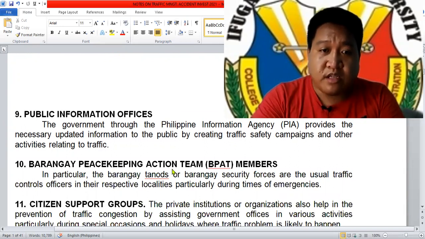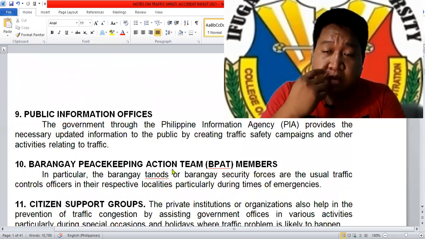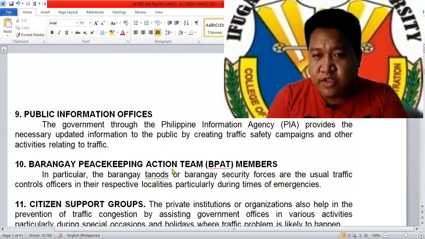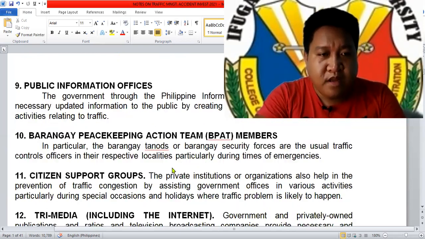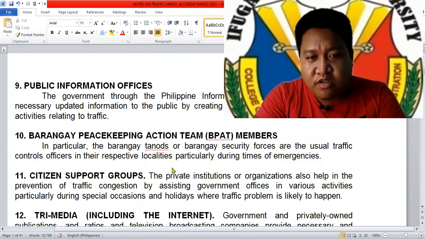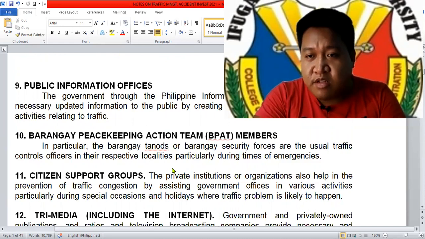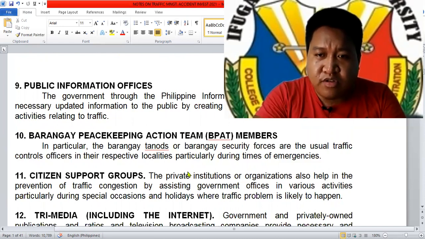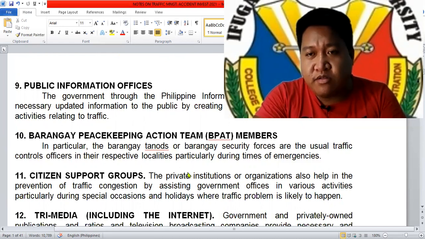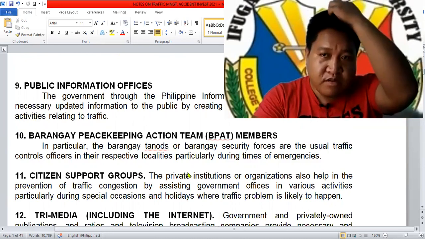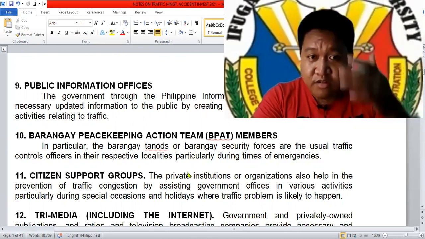Okay, they assist. Kaya sometimes, especially this pandemic, they assist the PNP in the conduct of checkpoints and so forth and so on. And also the citizen support groups, may mga non-government units or organizations that help in the maintenance in whatever means, legal means. So may mga NGOs tayo dyan.